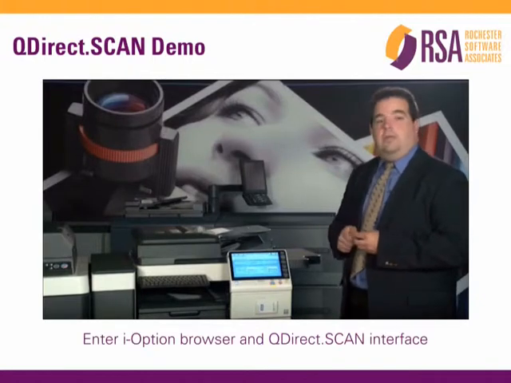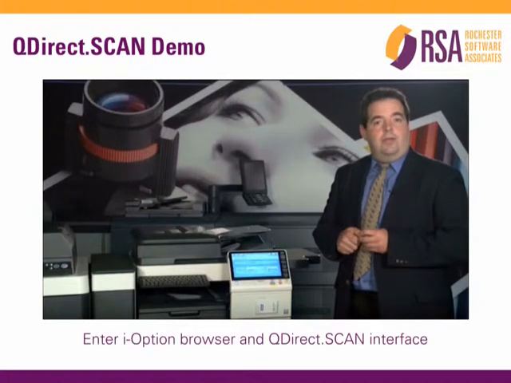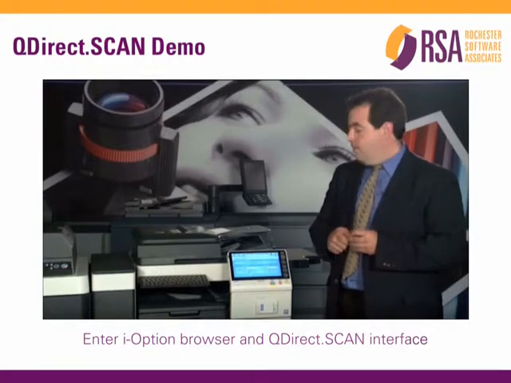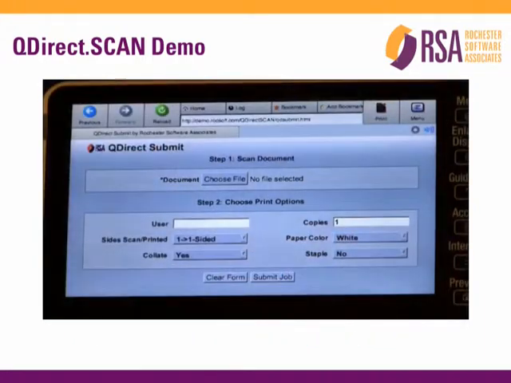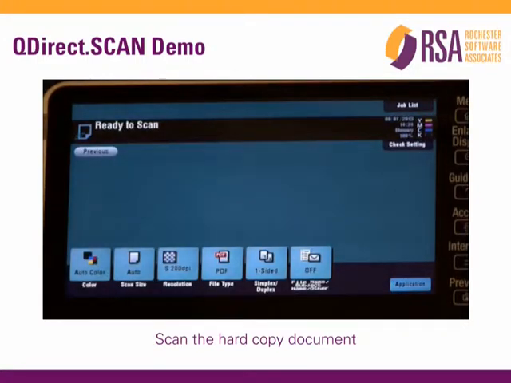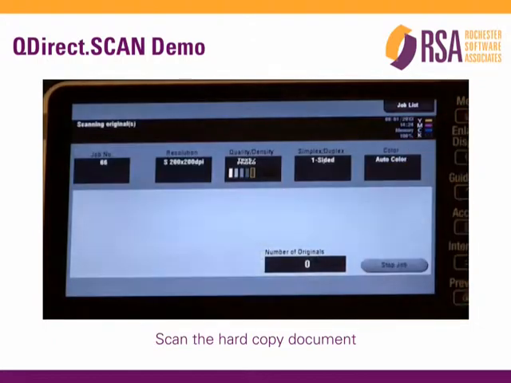They would then enter the iOption web browser on the device and bring up the web page for the QDirect.SCAN interface. Once at the interface, they would then activate the scanning capabilities. From here, they have the full operation of the copier on the device and all the settings for image quality, etc. Once they are happy with their settings, they would then scan the document.